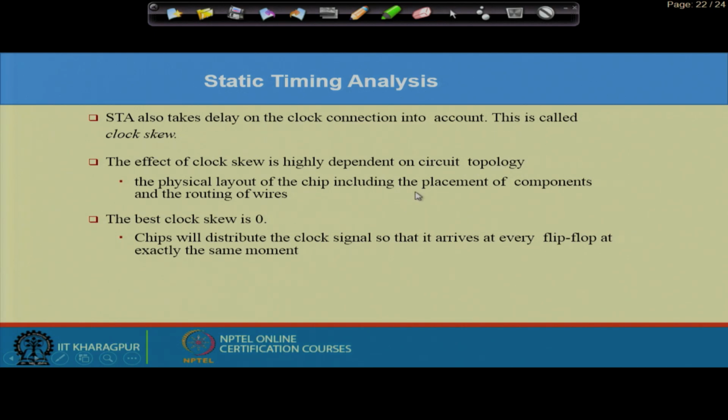So, for today this is it. Next day we will discuss some of the other things on static timing analysis.